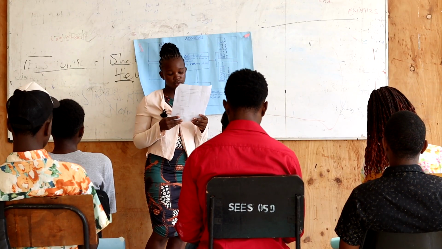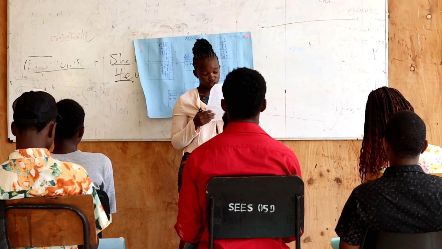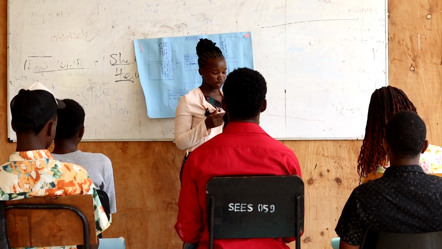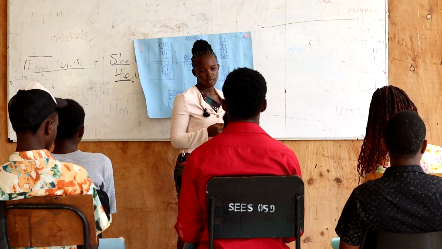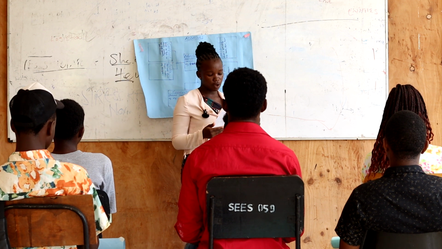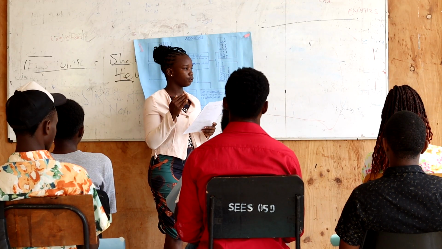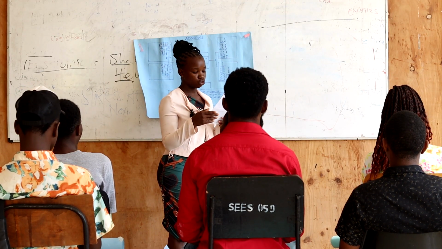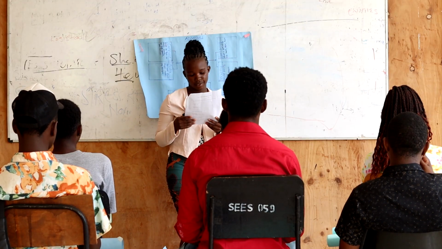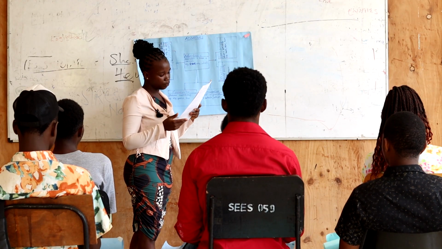Then we have positions of adjectives. We use an adjective before the noun, e.g., a beautiful garden. The noun there is garden and the adjective is beautiful. Beautiful is the adjective that has been used before the garden to show how the garden is.